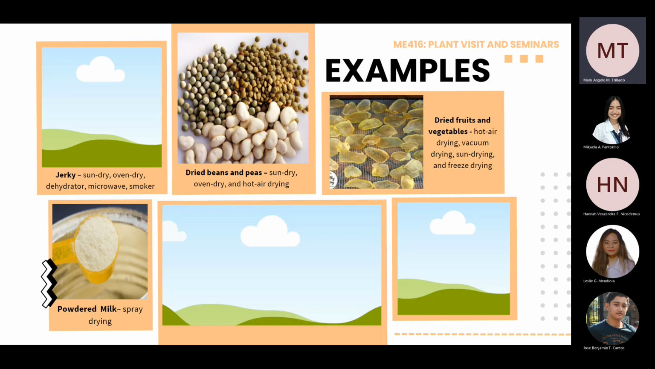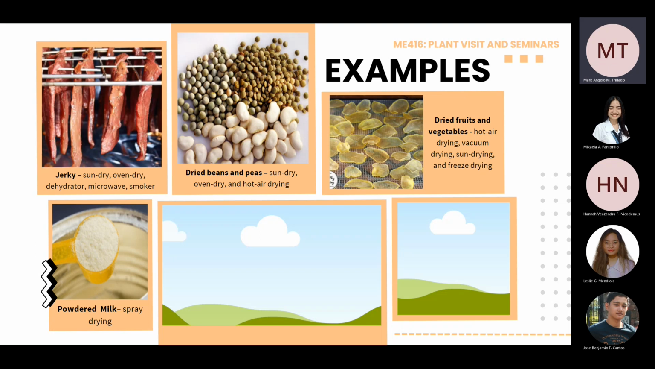Next din naman po ay dried fruits and vegetables. Dito po sa picture is potato chips po siya. At nagdaan po siya sa hot air drying. Pwede rin po vacuum drying, sun drying, and freeze drying.